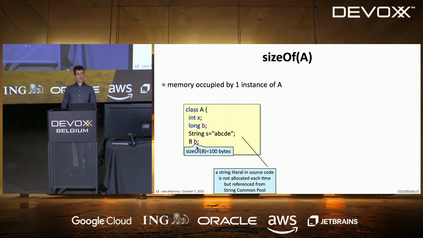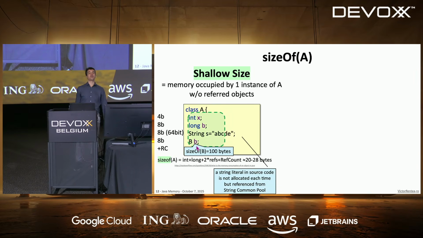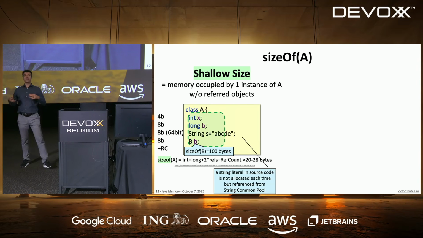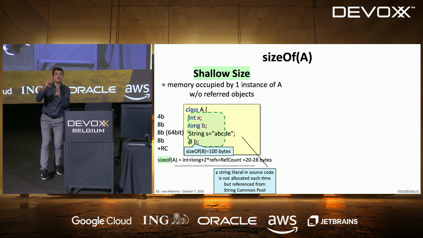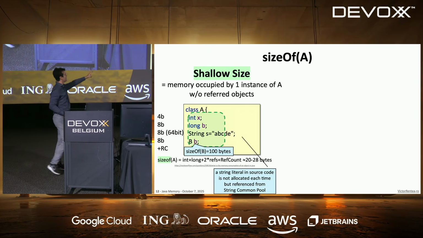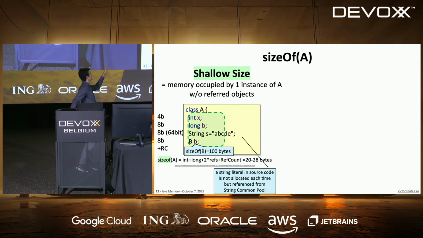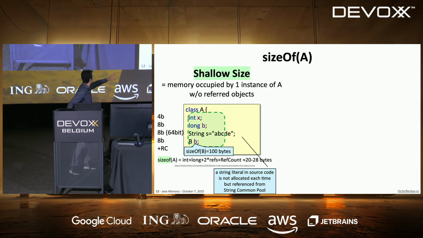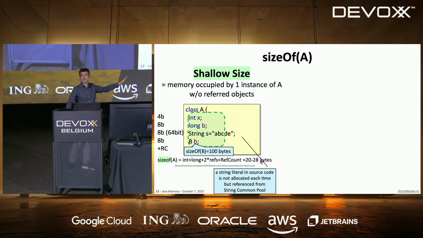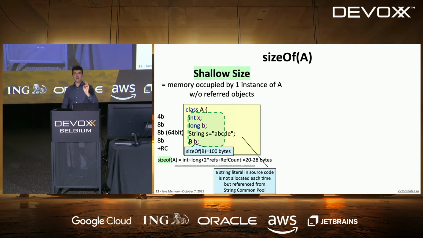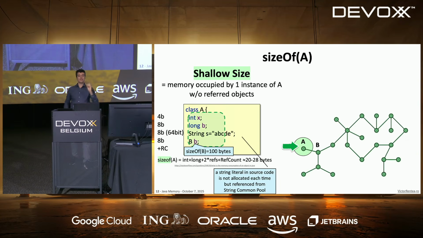This is basically what you computed, and it is called the shallow size of this instance. The shallow size means how many bytes an instance of this class really occupies, and it's a very hot thread on Stack Overflow. How do we compute that? It's not that easy, right? But this is just the shallow size, so it's about 28 bytes. Now, in heap analysis, we are always interested not in the shallow size, but in the retained size.